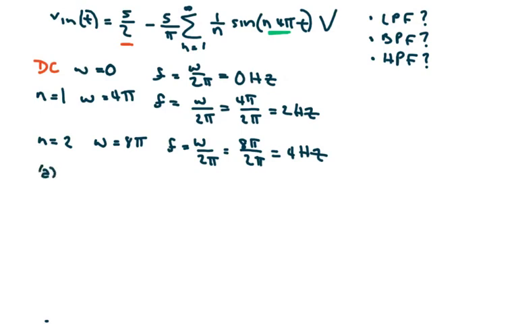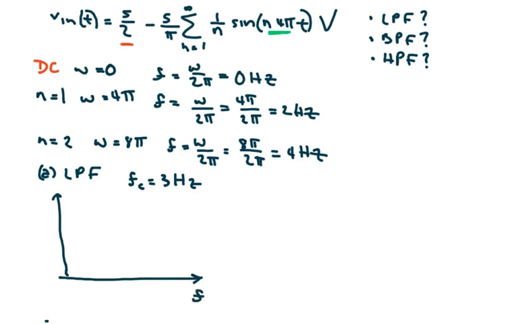So let's look at a low-pass filter, which is defined for us as having a cutoff frequency, fc, of 3 hertz. So what does that look like? Remember, we're dealing with an ideal low-pass filter. Our pass band is here, and our stop band is there, which means the pass band is where the signal is going through. So if we apply that input, everything below 3 hertz will get through, and everything above 3 hertz will be stopped.